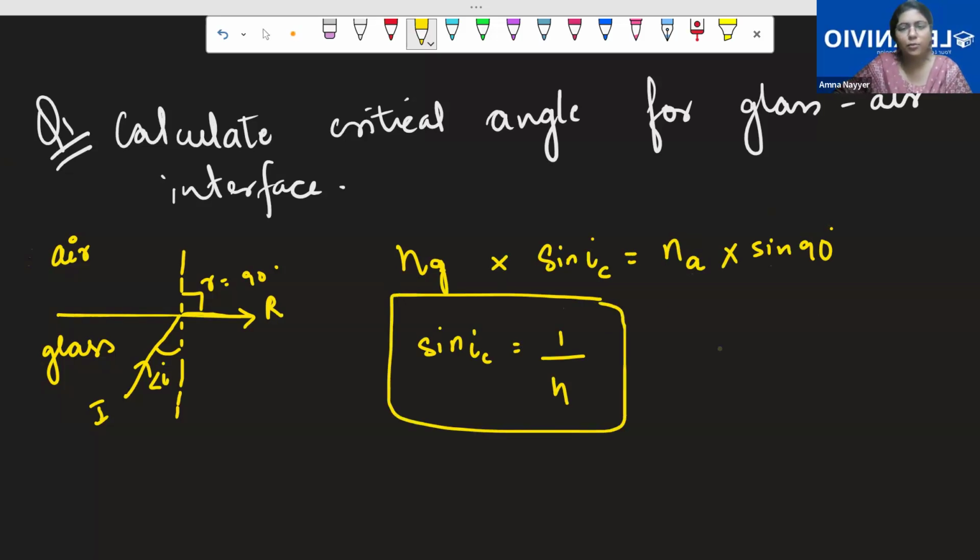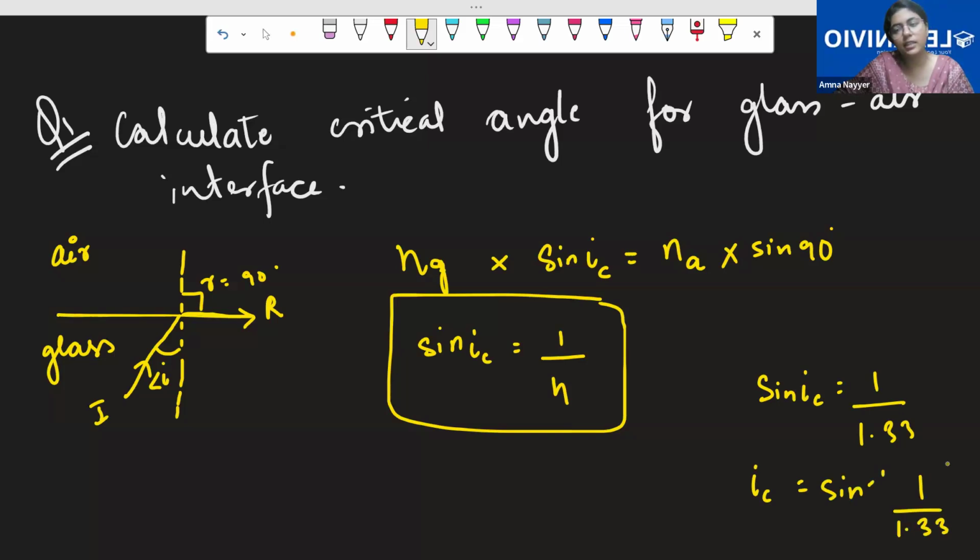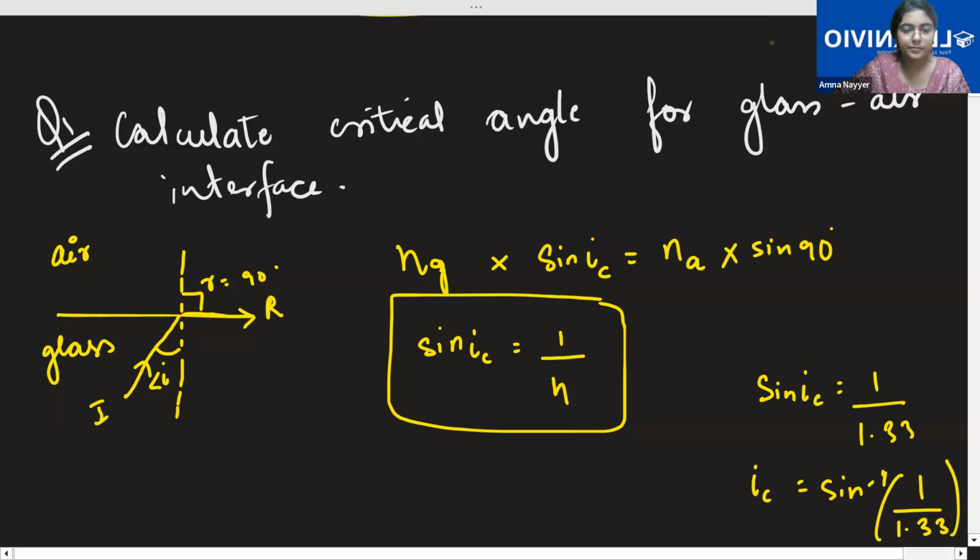Now for glass it is 1.5. Okay, that 1.33. For glass it is 1.33, 4 by 3. So that can be calculated. So sine i_c is equal to 1 by 1.33. i_c is equal to, this is an angle, so sine inverse of 1 by 1.33. Clear? Yes, ma'am. Write it. Okay, ma'am.